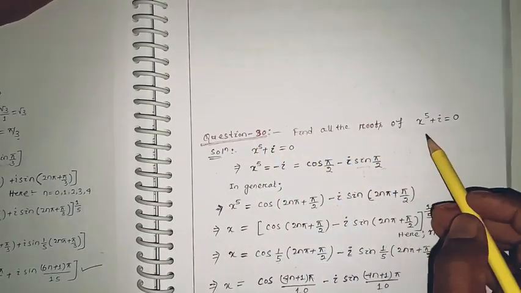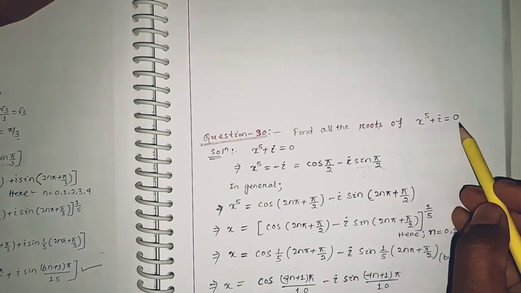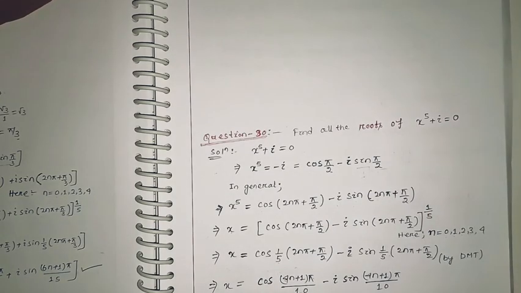Next, question number 30. Find all roots of x to the power 5 plus i equal to 0. This is another type of question.